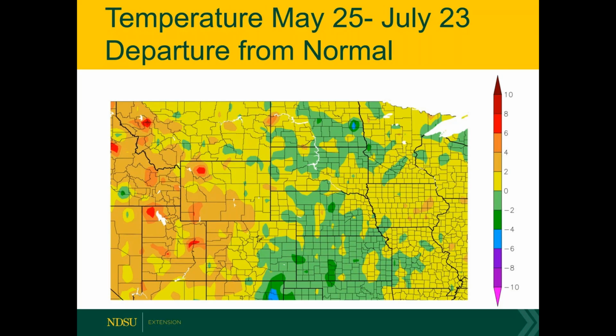And so we have seen a delay in our crops, and probably a week to two behind in a lot of crops. Even when we've had hot periods, it's just not enough to make up for this departure from normal and how far behind we are in growing degree days.